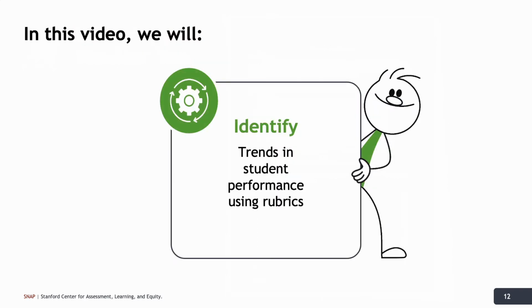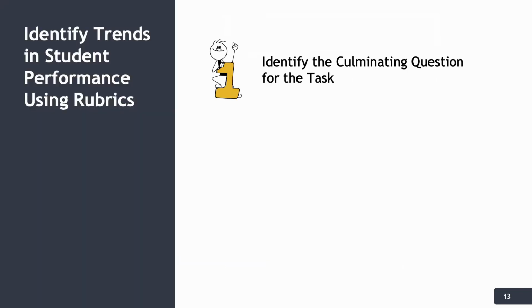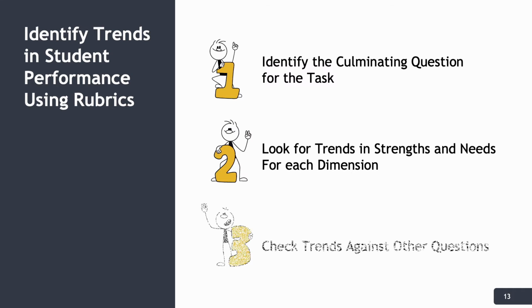In this video, we'll identify trends in student performance using your rubrics. We do this process in 3 steps. First, identifying the culminating question for the task. Next, looking for trends in the strengths and needs for each dimension in the rubric. And lastly, checking these trends against other questions to see if they apply throughout the assessment.